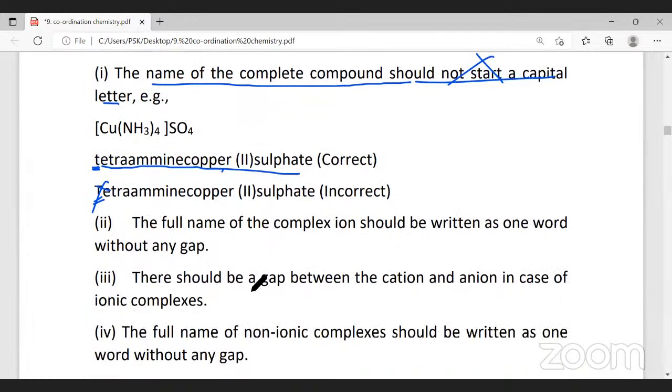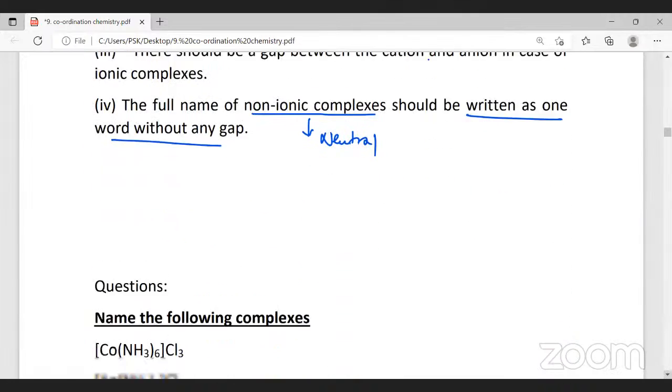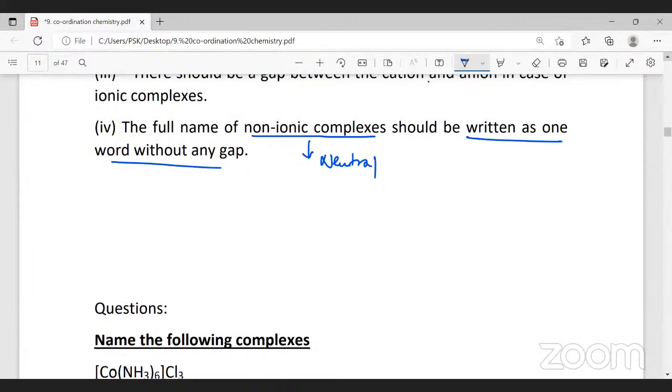The third point, there should be a gap between cation and anion. There should be a gap between what? Cation and anion. But the cation and the anion should not have any space within themselves. The full name of a non-ionic complex should be written in one word. Non-ionic complex means a complex can be neutral also. If the complex is neutral, it has to be named as one word.